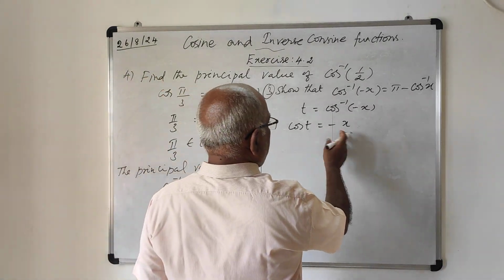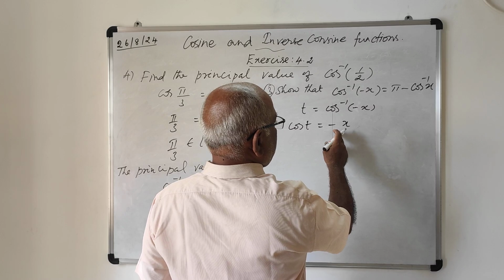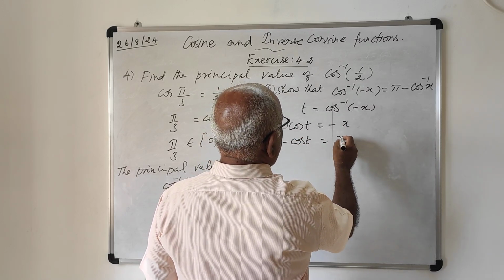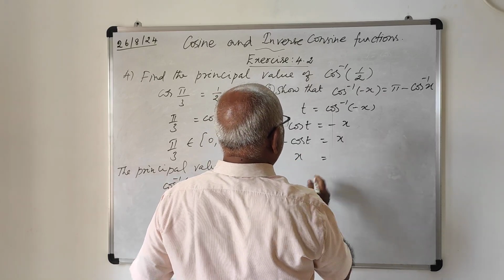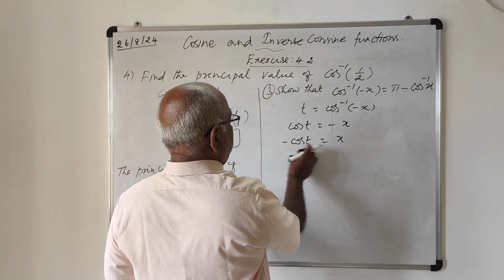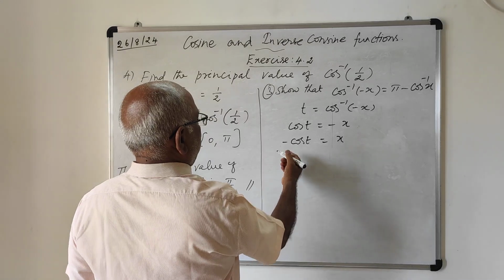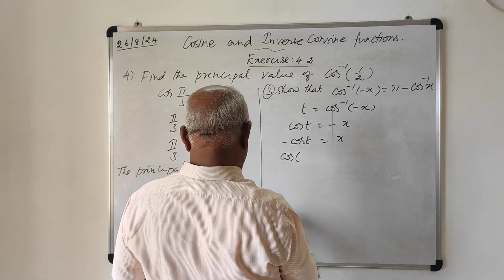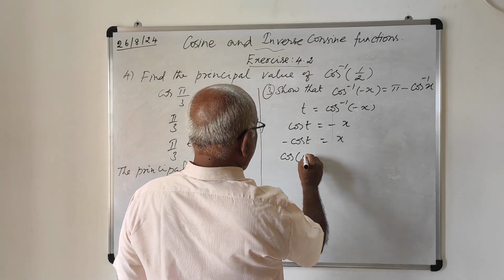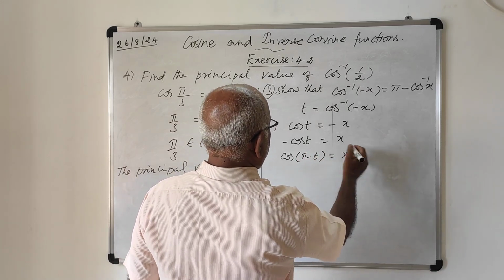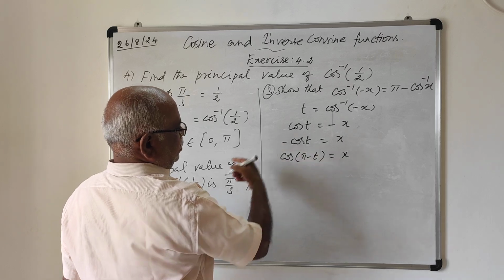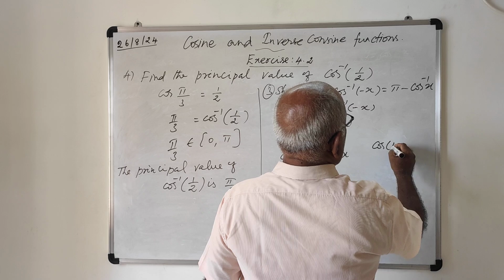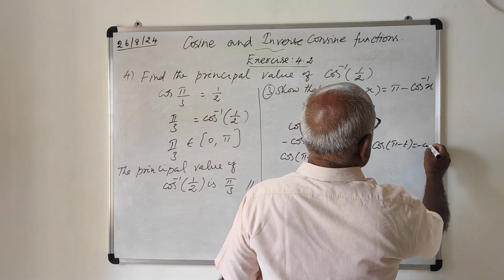You multiply both sides by minus, you will get minus cos t equal to x. I rewrite this as x equal to minus cos t. Minus cos t is cos of pi minus t equal to x. Because cos of 180 minus t, second quadrant, you know, cos of pi minus t equal to minus cos t.